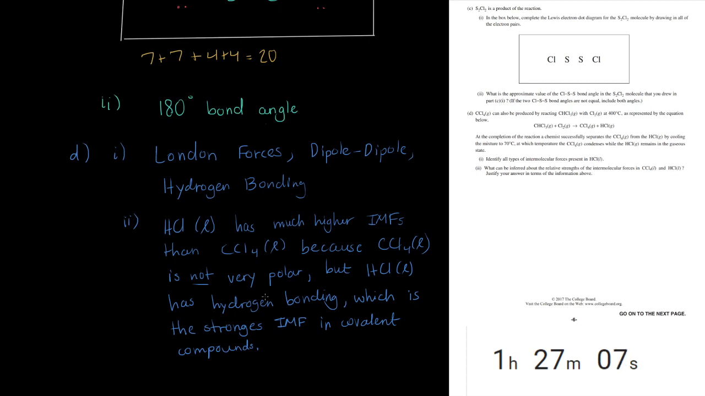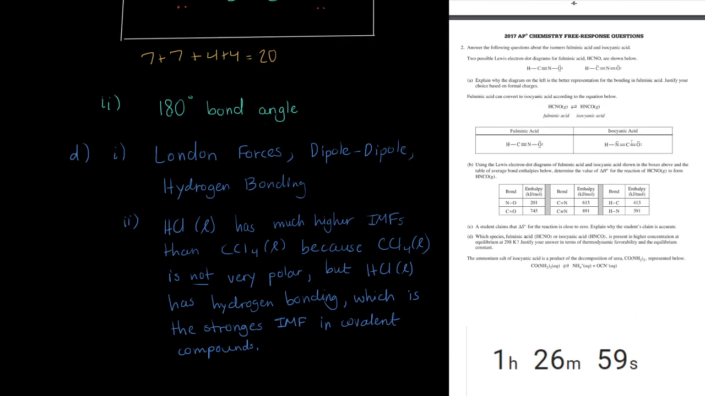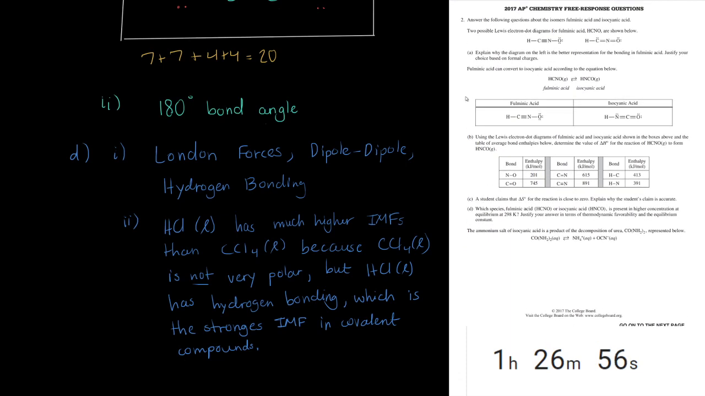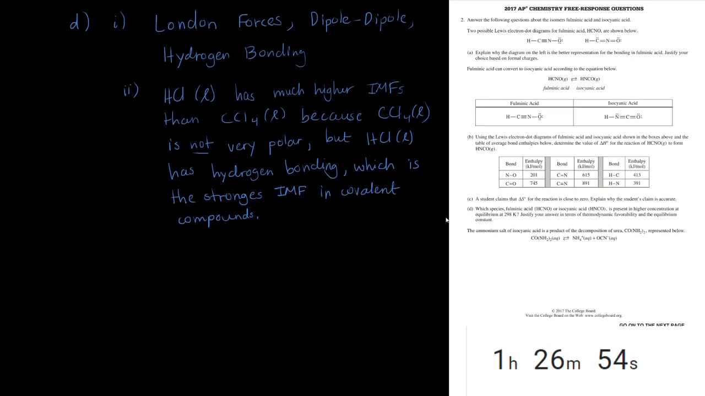Good for us. We're done with, what, 2-3 minutes to spare? Really wonderful. Let's scroll down to the second question. Okay, and at the same time, I'm going to scroll myself down as much as possible right here. And we've got it. Perfect. So we see, answer the following questions about isomers, fulminic acid, and isocyanic acid. So let's do this. Let's switch back to red and say question 2.